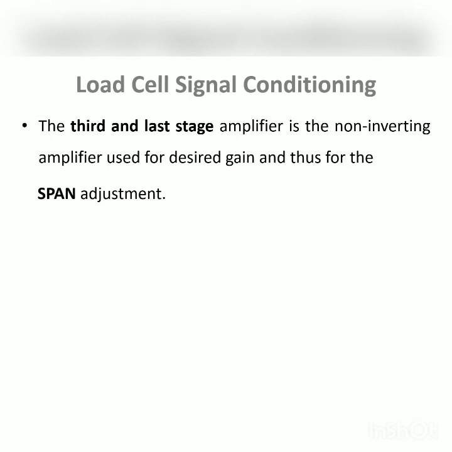The third and last stage amplifier is the non-inverting amplifier used for the desired gain and thus for the span adjustment. You may recall that initially we assumed that the input load range will be 0 to 30 kg, for which we need the output voltage from 0 to 300 millivolt. From that we calculated, according to the output of the Wheatstone bridge where the load cells are connected, equal to 7.5 millivolts, that the gain will be equal to 40.